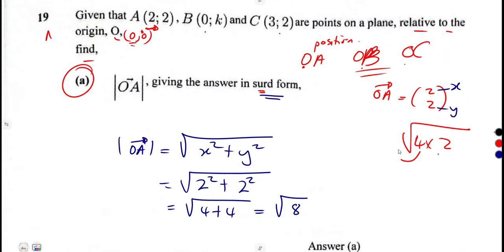So square root of 8 in the simplest form, that's going to be square root of 4 times 2. Square root of 4, that's 2. Square root of 2 remains as square root of 2. So this gives us 2 square root of 2 in the simplest form.